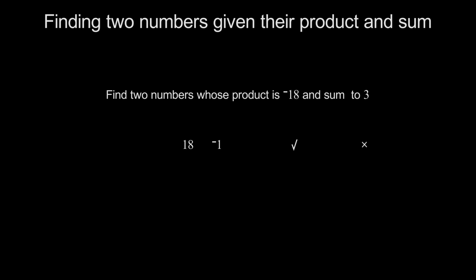2 is a factor of 18. Negative 2 and positive 9 multiply to negative 18, but they don't sum to positive 3. 3 is a factor of 18. Negative 3 and positive 6 multiply to negative 18, and they sum to positive 3. So we have found the required numbers positive 6 and negative 3.